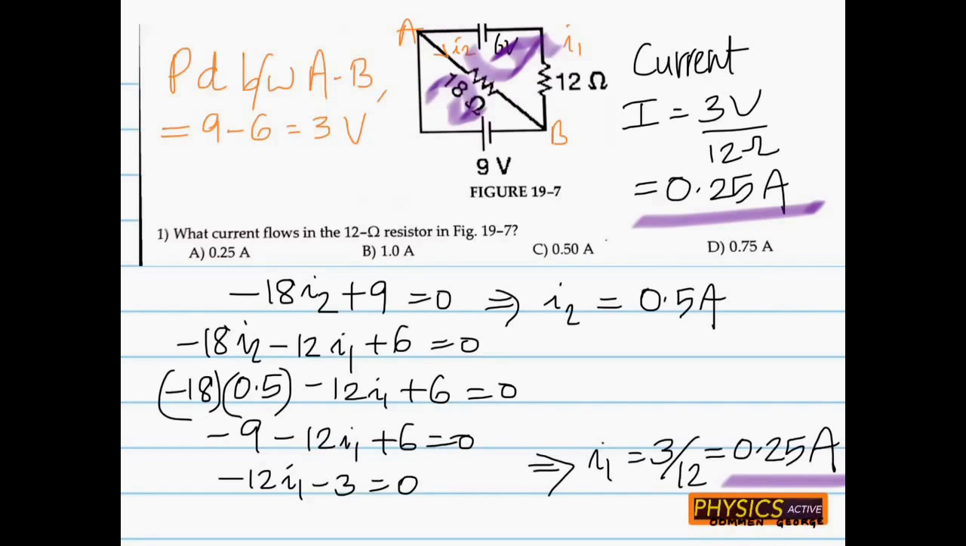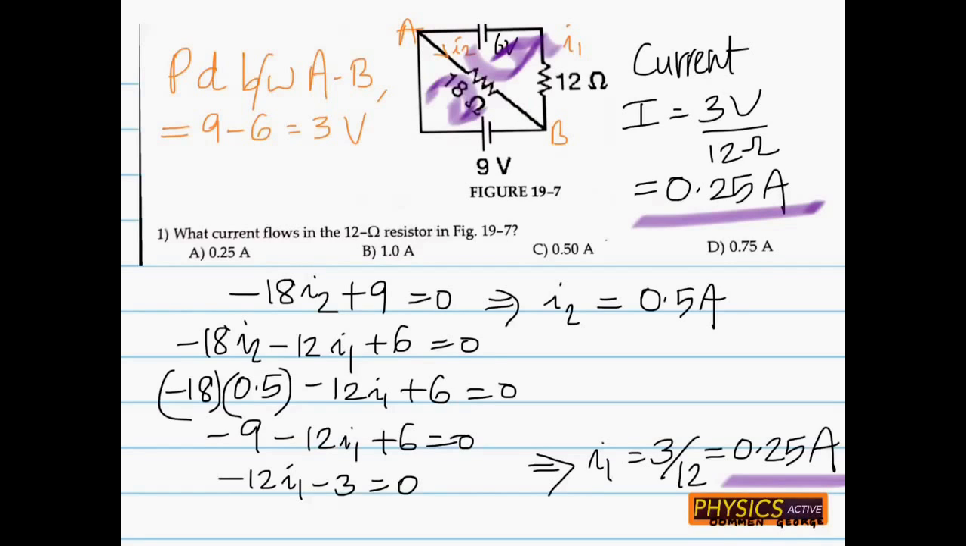First, if you look at the potential difference between A and B, it's just going to be 3 volt, because you have 9 volts here and you have 6 there. So the potential difference of voltage between A and B is going to be 3. So to get the current through 12 ohms, just got to divide 3 by 12, which gives you 0.25 ampere.